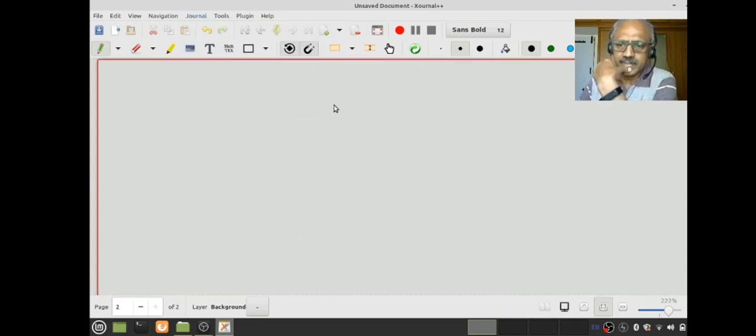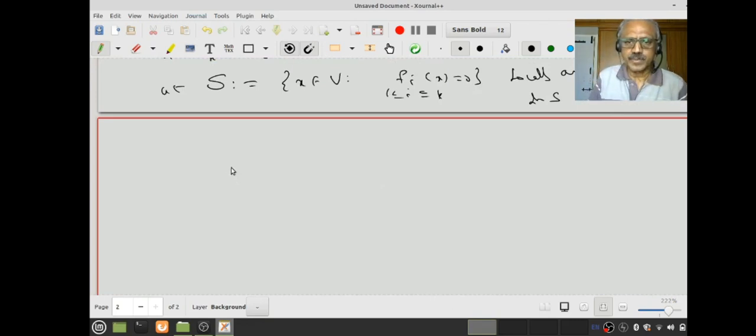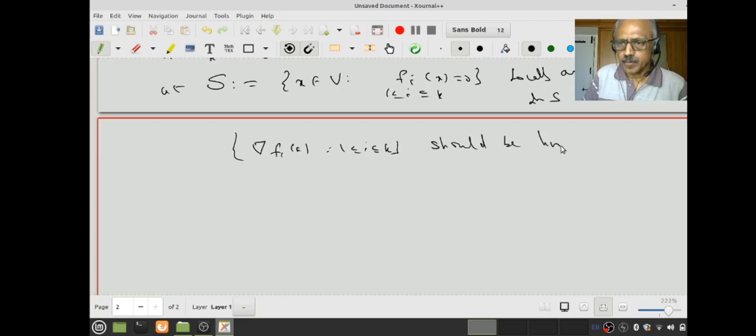All of you know that, right? So the obvious condition will be that the set of gradients of Fi at A should be linearly independent, sorry, linearly independent. You understand? These gradient vectors, these k vectors, should be linearly independent. Right? Okay. Have you understood?